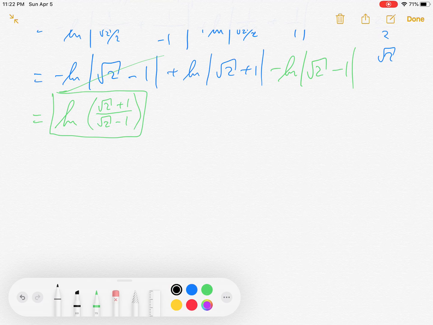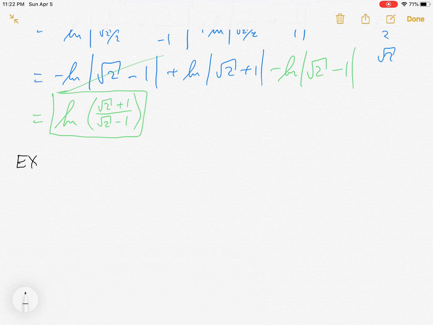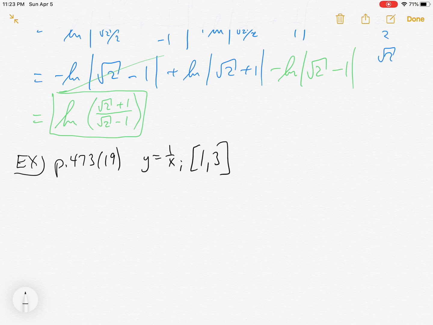And the final one for this section is going to be one page, I think this actually is page 473, number 19. And they tell you, here's the problem. They give you y equals 1 over x. Looking at this curve, find the length from 1 to 3. Just get the derivative right away. So derivative would be the same thing as x to negative 1. So it's negative x to negative 2, or negative 1 over x squared.